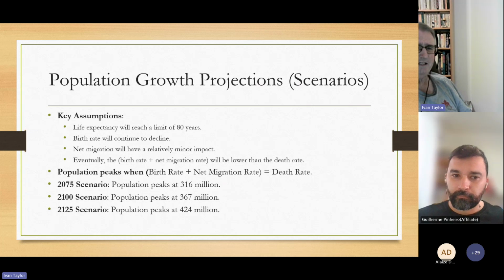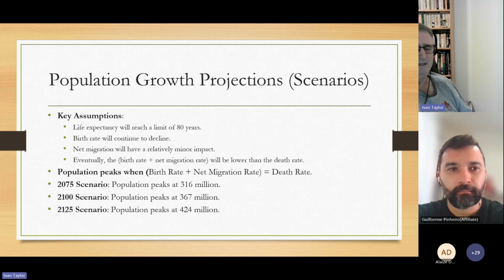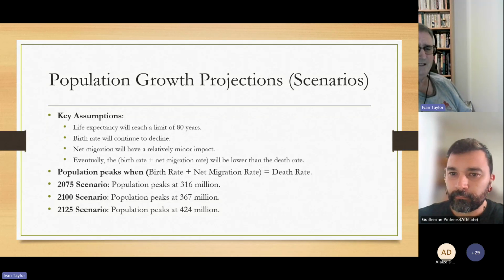So I want to make projections of the population. I have 3 scenarios, and I have some assumptions. The first assumption is that life expectancy will reach a limit of about 80 years, and the birth rate will continue to decline, and the net migration will have a relatively minor impact. Eventually the birth rate plus the migration rate will be lower than the death rate.